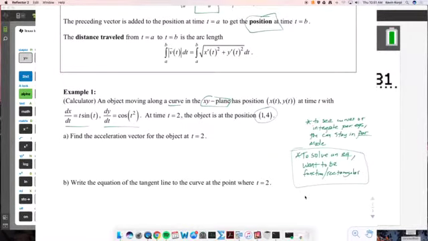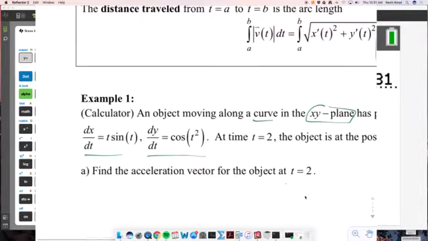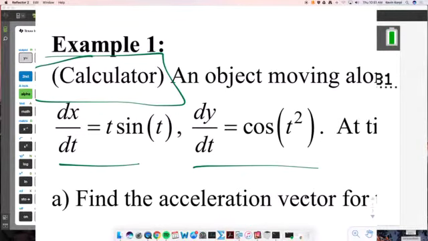Part A, first of all, find the acceleration vector at t equals 2. Now, because this is a calculator question, I am going to show you how to do it exclusively on the calculator with the right notation to get full credit if this were a free response question. All right, so the acceleration vector at 2, how do I get acceleration from velocity?